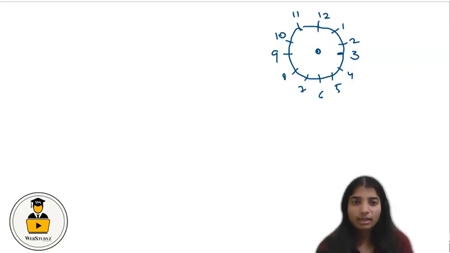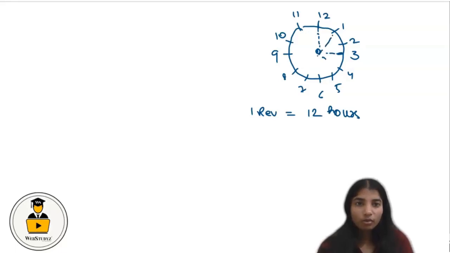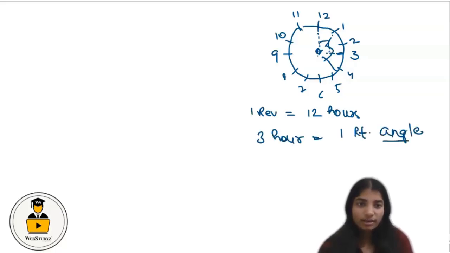So here we know that one revolution is equal to 12 hours. Look here, from 12 to 3 it is making a right angle, and from 1 to 5 again making a right angle. So from here we have concluded that after every 3 hours it makes one right angle, which means 3R is equal to 1/4 of this revolution.